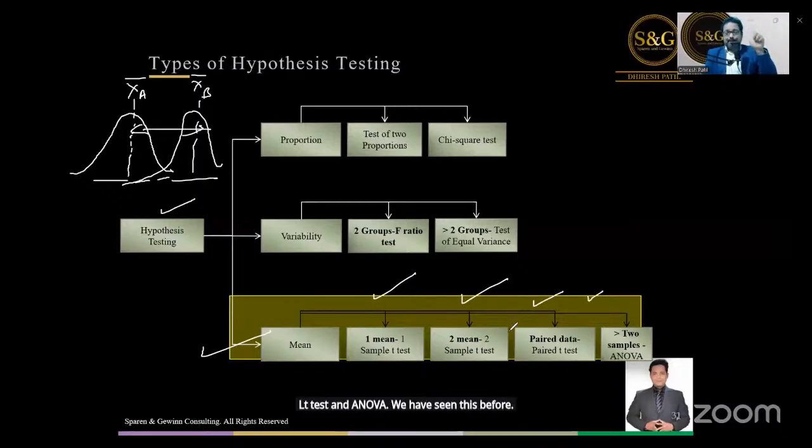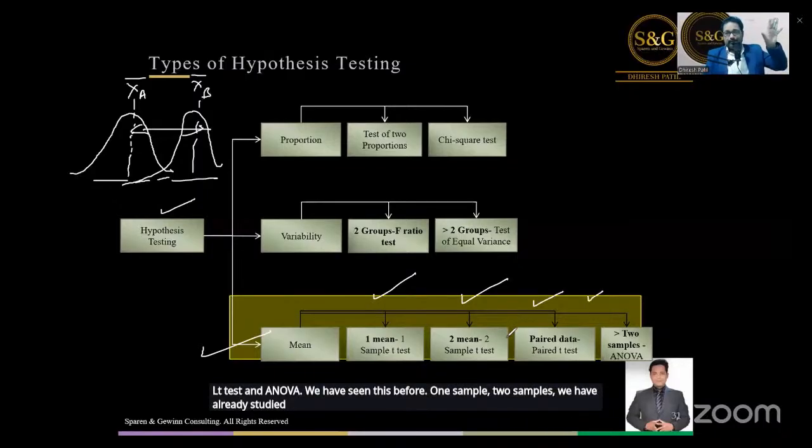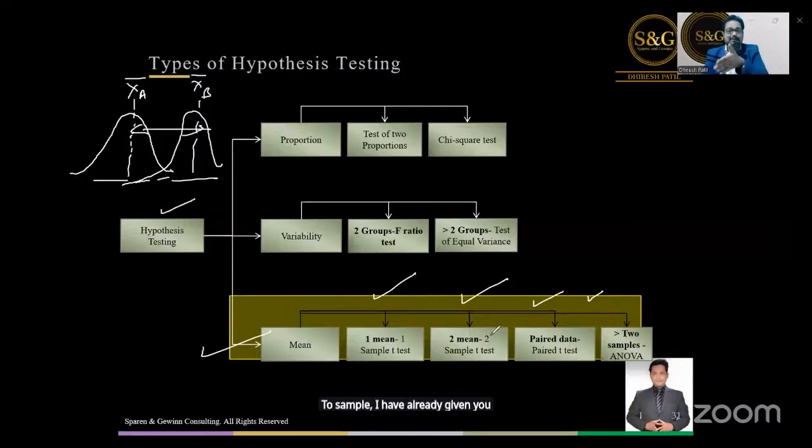1 sample and 2 sample we have already studied at the green belt level. For 2 sample, I have already given you the example of male CCOs and female CCOs. Pair t-test also, old analyzer, new analyzer. And for this one, the example of ANOVA we have taken, right? This is for the mean.